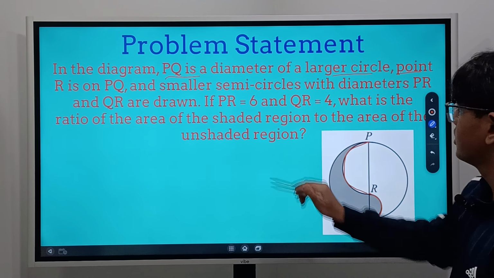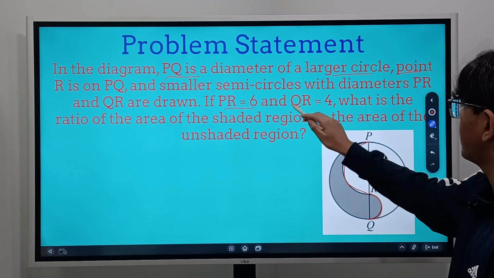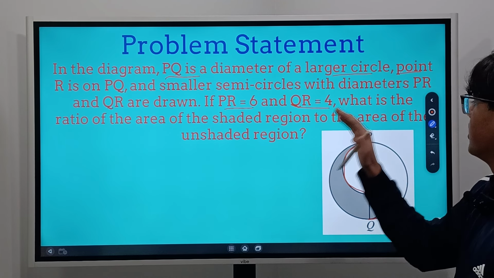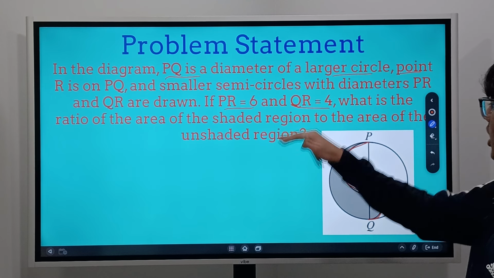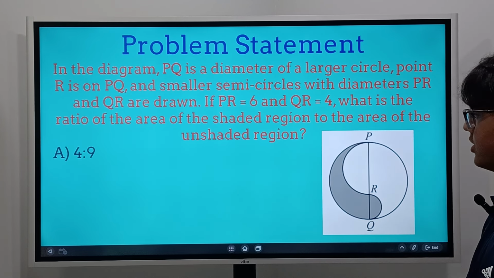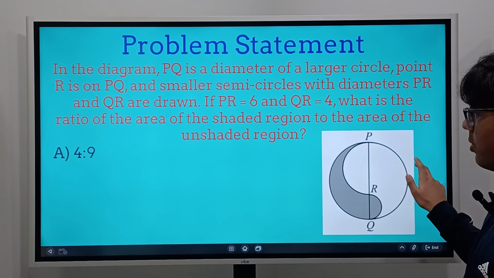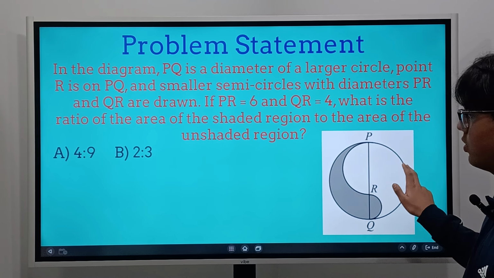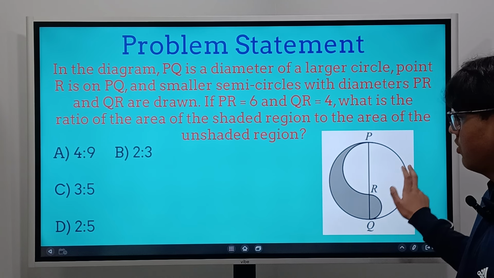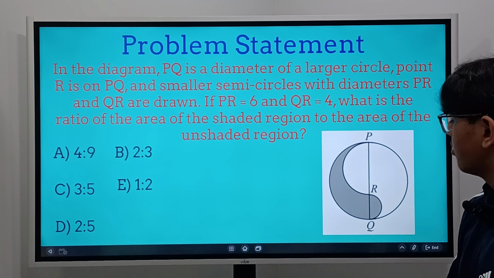QR. If PR is equal to 6 and QR is equal to 4, what is the ratio of the area of the shaded regions to the area of the unshaded region? That is our question, and let's look at our possible answers. For A we have 4 by 9, for B we have 2 by 3, for C we have 3 by 5, for D we have 2 by 5, and finally for E we have 1 by 2.